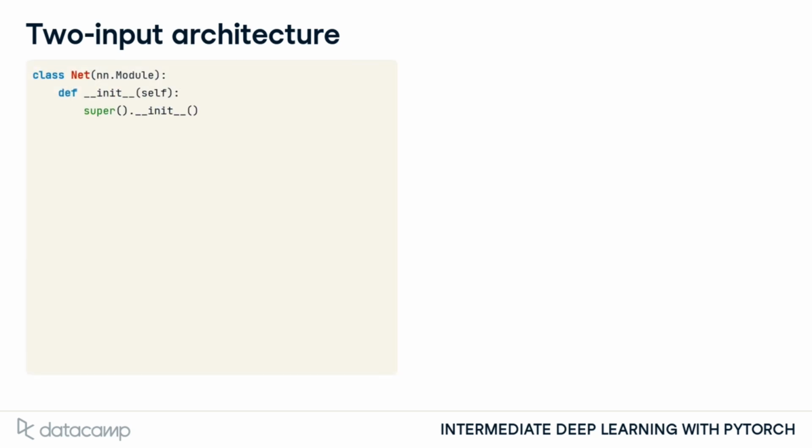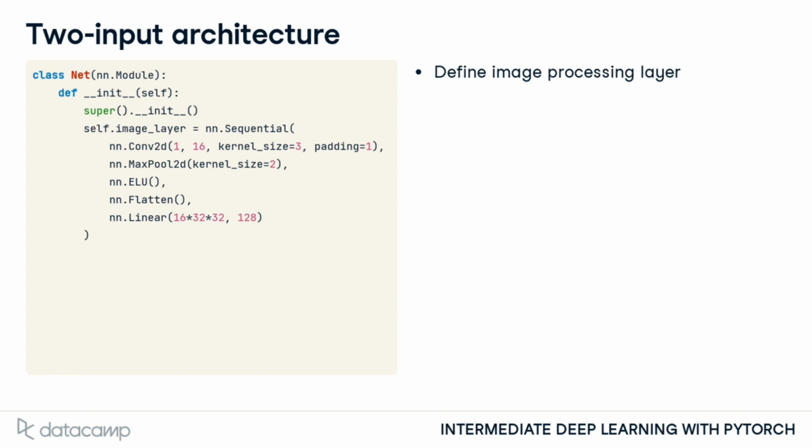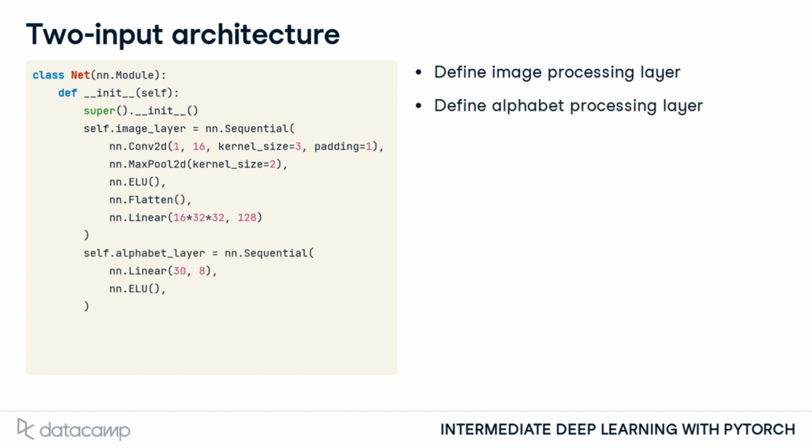We start with defining a subnetwork or layer to process our first input, the image. It should look familiar: a convolution, maxpool, ELU activation, flattened to a linear layer of shape 128 in the end. Next, we define a layer to process our second input, the alphabet vector. Its input size is 30, the number of alphabets, and we map it to an arbitrarily chosen output size of 8. Then, a classifier would accept input of size 128 plus 8, image and alphabet outputs concatenated, and produce the output of size 964, the number of classes.